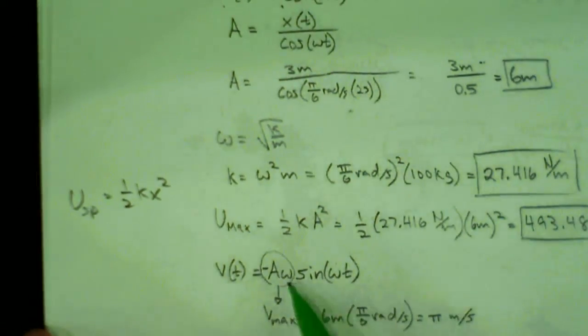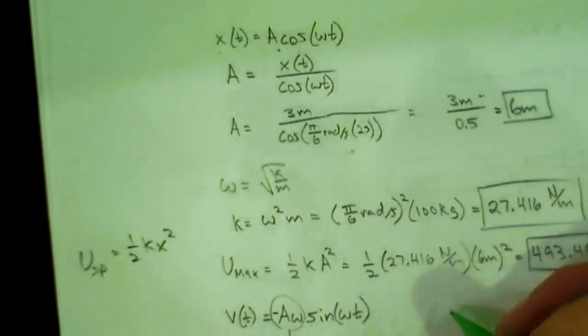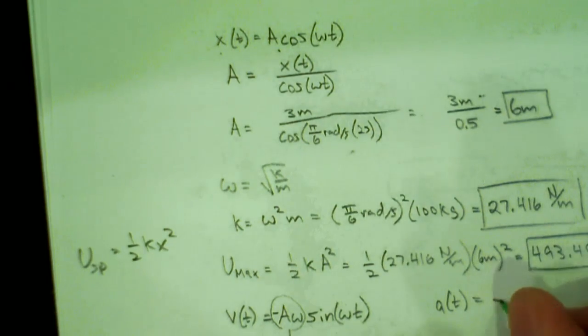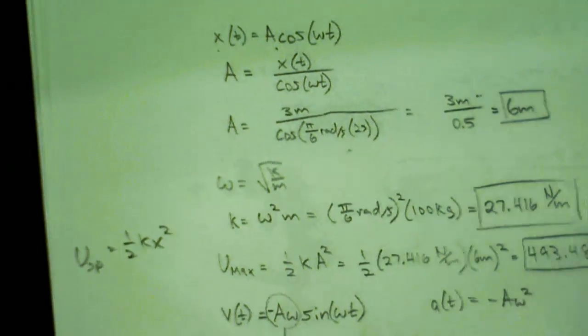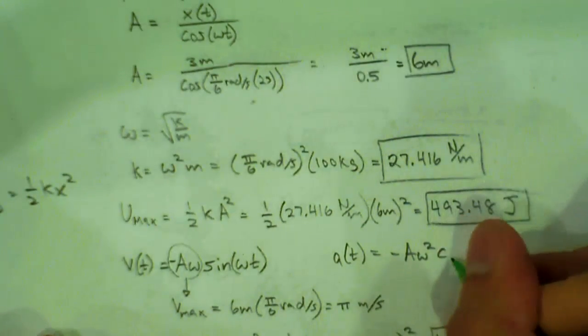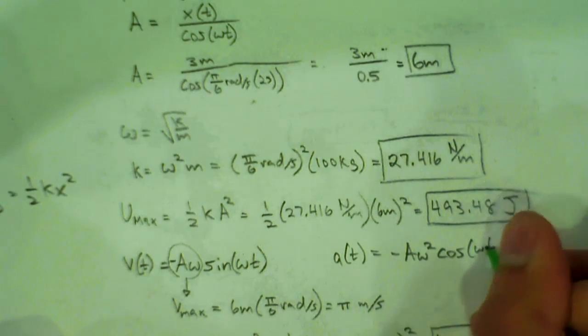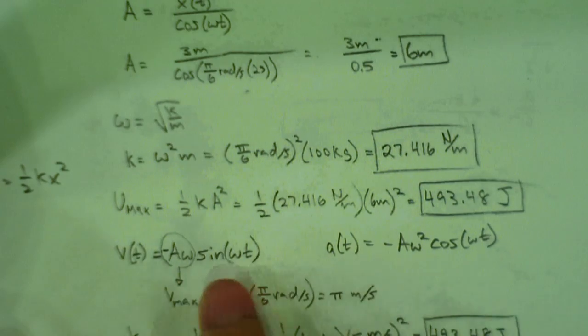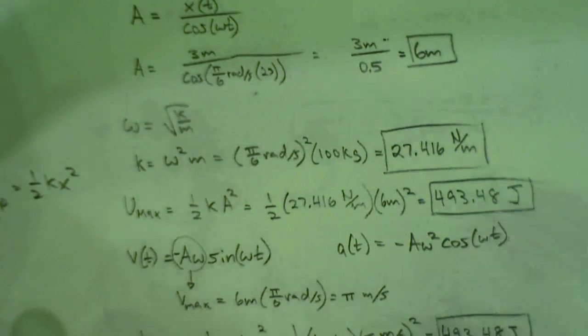Right, so you would take the derivative of this. When you do that, acceleration becomes negative a omega squared cosine omega t. And again, just want to tell you that these negative signs just inform you of the direction of oscillation.